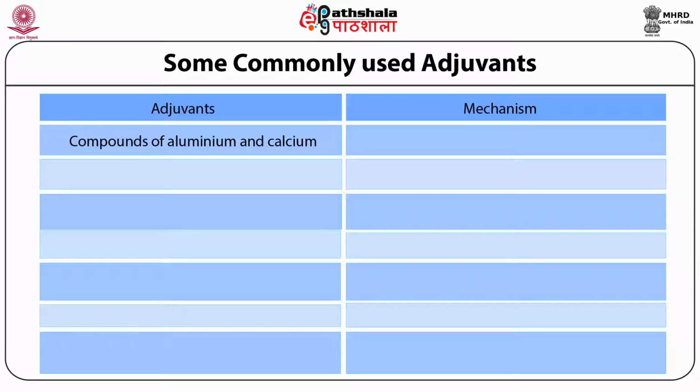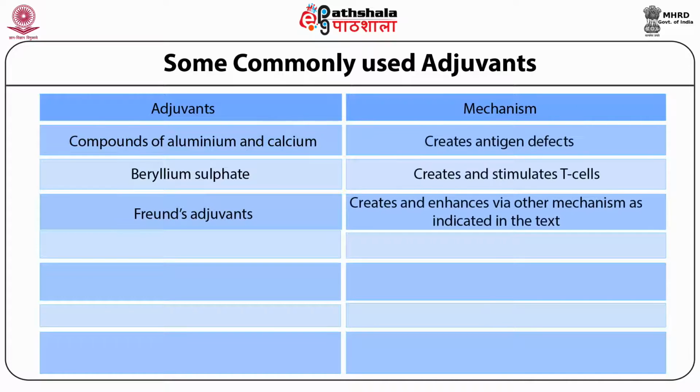Finally, many non-immuno-enhancing drugs can also be used as adjuvants. For example, levamisole, isoprinosine, and avridine. The simplest adjuvants are compounds of aluminium and calcium, and beryllium sulfate. The compounds of aluminium and calcium and beryllium sulfate basically stimulate the cells.